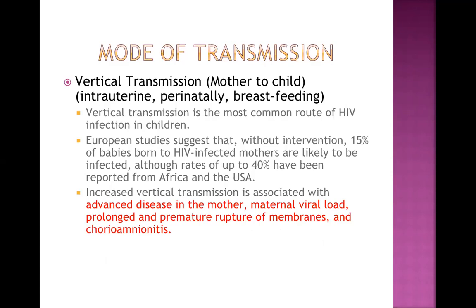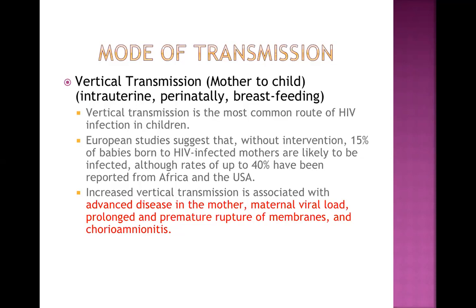Now, intrauterine is very easy to understand. The HIV virus can go through the placenta and infect the baby. So the baby is not yet born, it's still in the fetal stage, so intrauterine infection can occur easily. But the more common one is the perinatal way of infection.